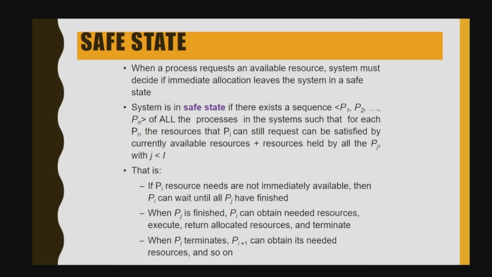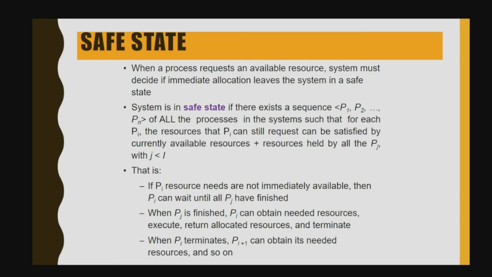Okay, so i refers to the process, let's say process P3. And j refers to the process that holds the resource, and i refers to the process that requests the resource. So if j is smaller than i, it still can be satisfied. So the system can be seen as a safe state.